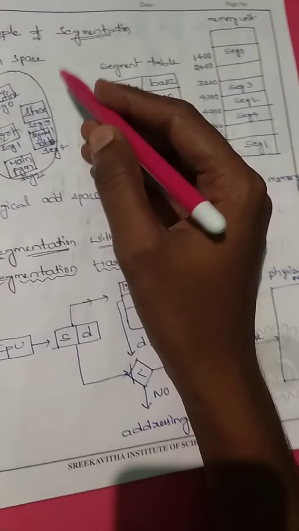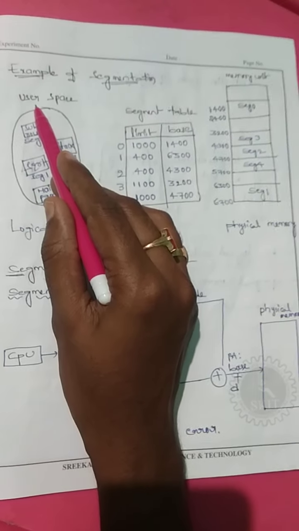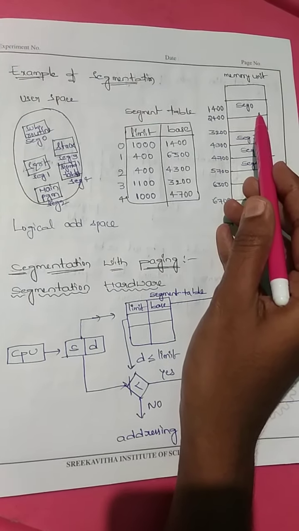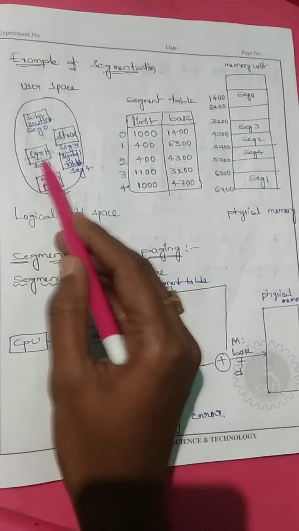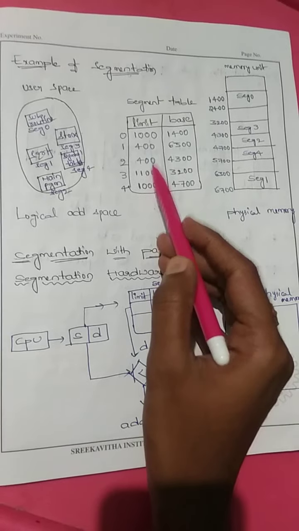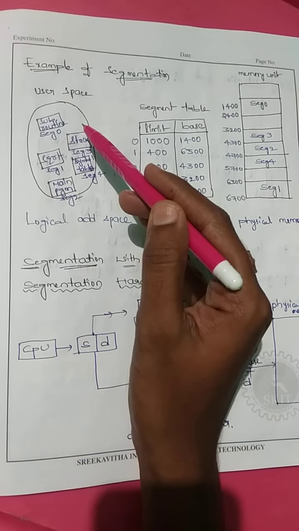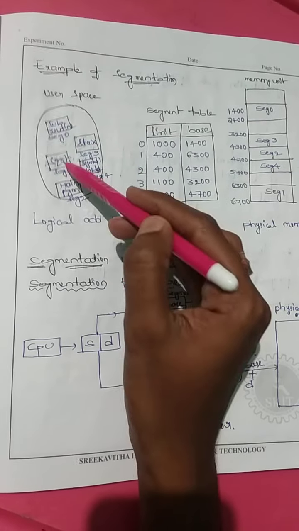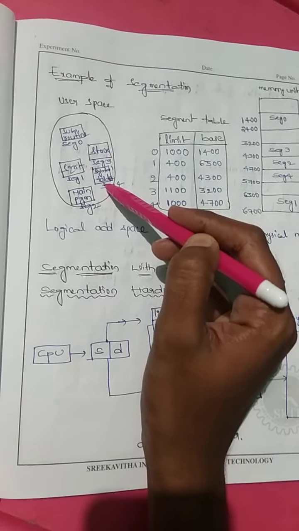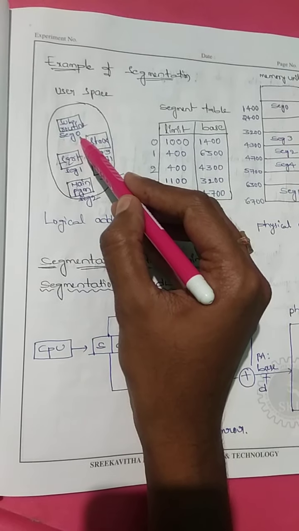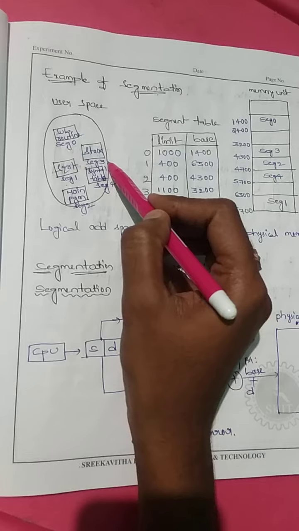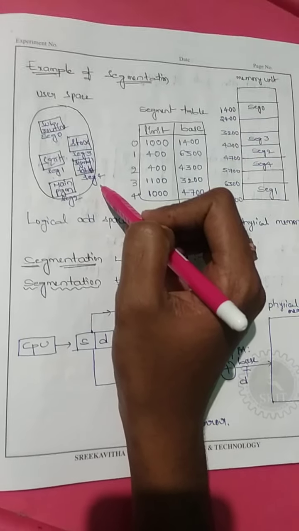So this is the example. As you already know, we are having the user space, segment table and memory unit. In between the memory unit and user space we are having the segment table. In this user program we are taking 5 segments: segment 0, segment 1, segment 2, segment 3 and the last one, segment 4.